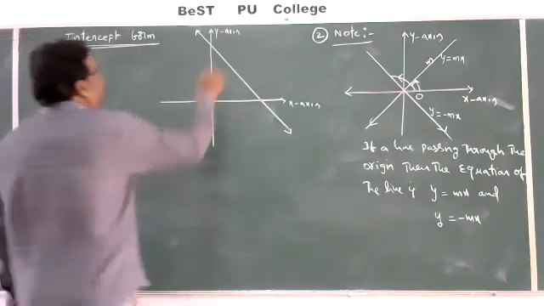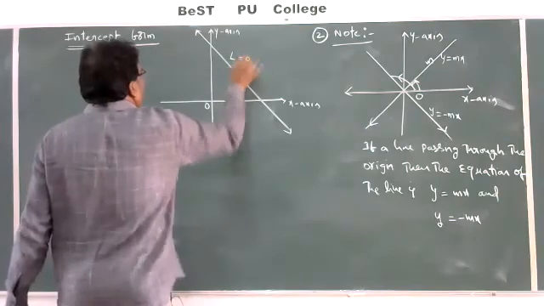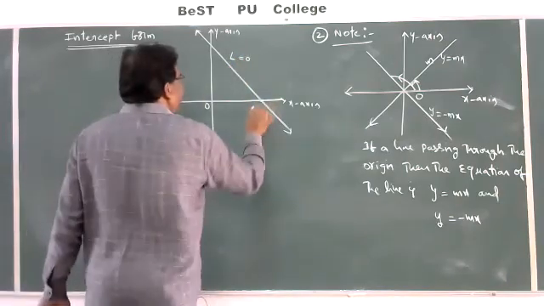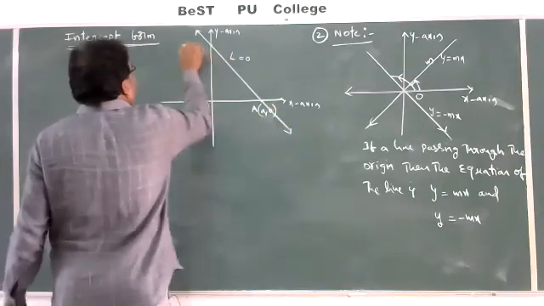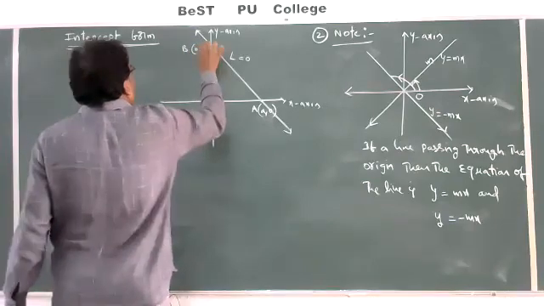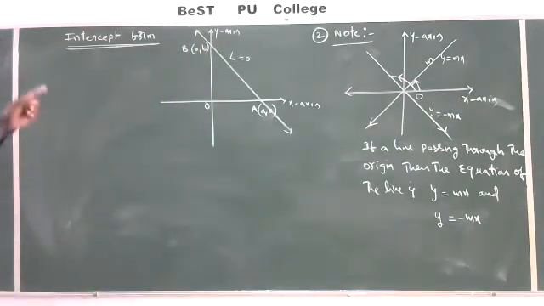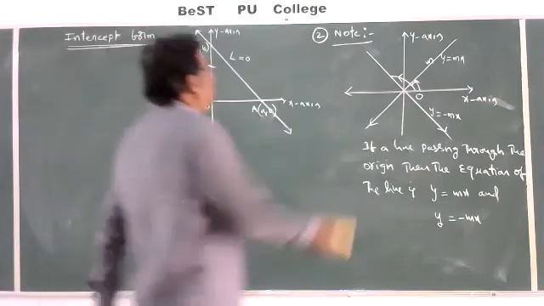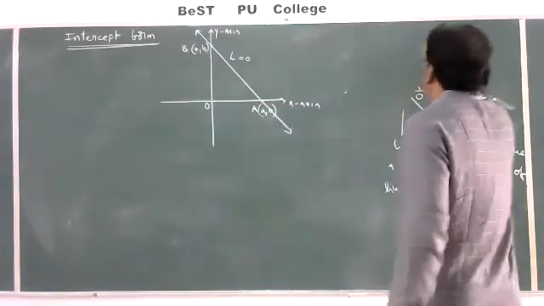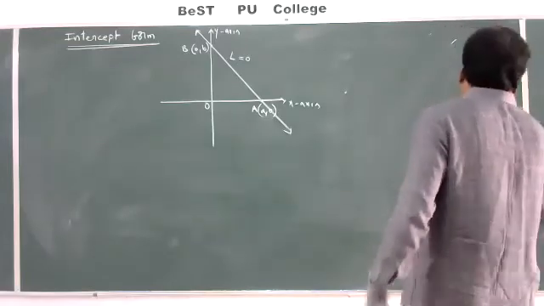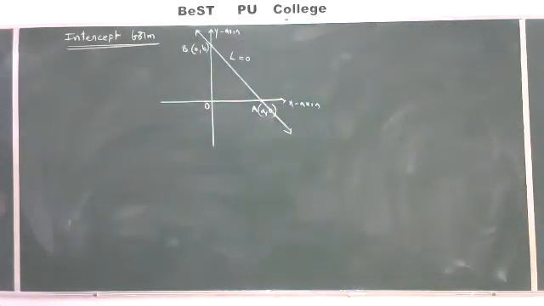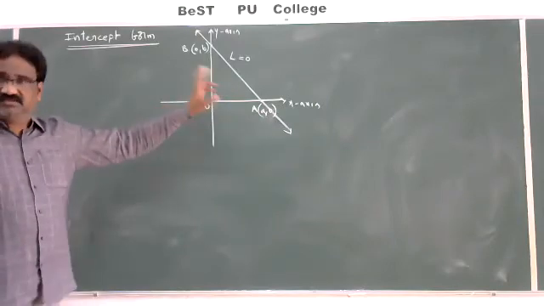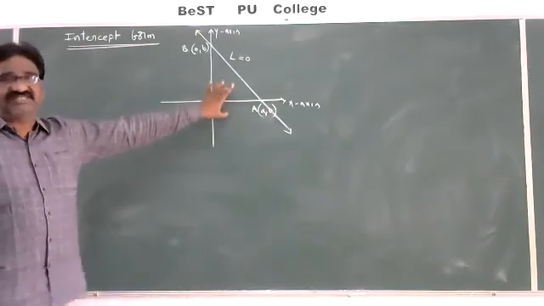So if a straight line L equal to 0 is the straight line, meets the x-axis at A comma 0, and y-axis at B, that is 0 comma B. Draw that figure in the right hand side on your book. First you make a heading, intercept form. On the right hand side in your notes, you sketch this figure.